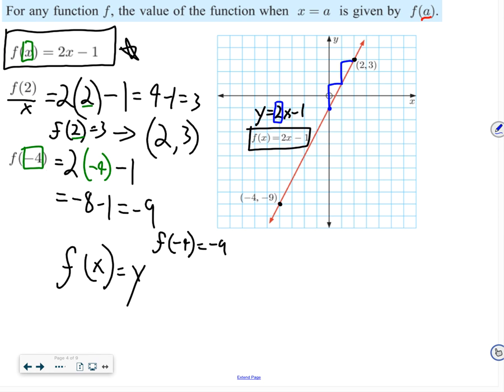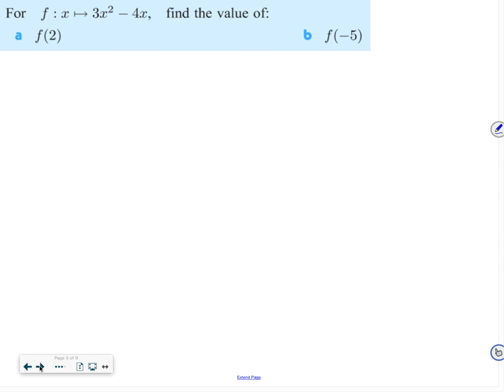Okay, this is just adding a notational piece to this. Instead of y is equal to 2x minus 1, we're just saying that f of x is equal to y, and we can write it as f of x is equal to 2x minus 1. That's functional notation. Okay, so here in this example, we want f such that x will be inputted as 3x squared minus 4x. Find the value of x.